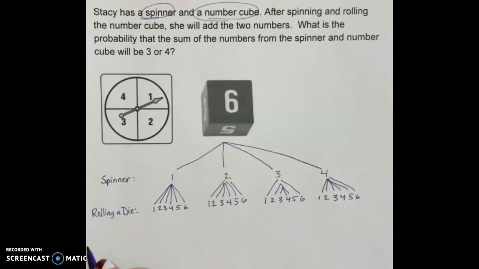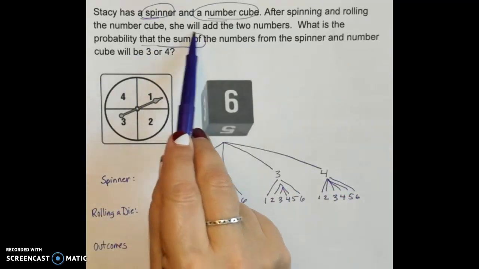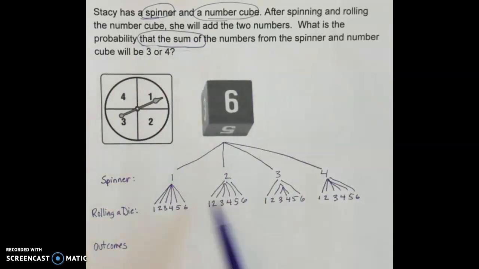Okay, now, always a wise thing to list your outcomes. And we also need to remember that in this problem, we are looking for the probability that the sum of the numbers from the spin and the die will be 3 or 4. So we are going to have to add these together. So possible outcomes. Spinner could be a 1, die could be a 1, giving me a sum of 2. Spinner could be a 1, die could be a 2, giving me a sum of 3. Okay, and I'm going to go ahead and list all of the options.